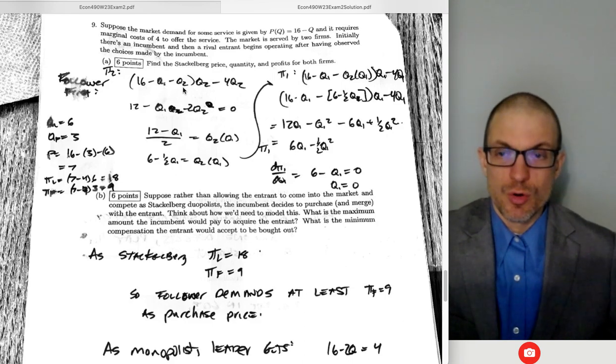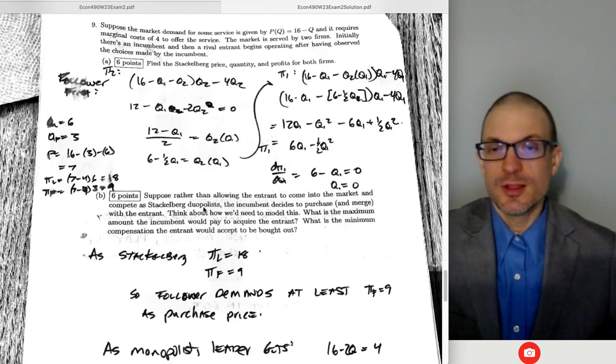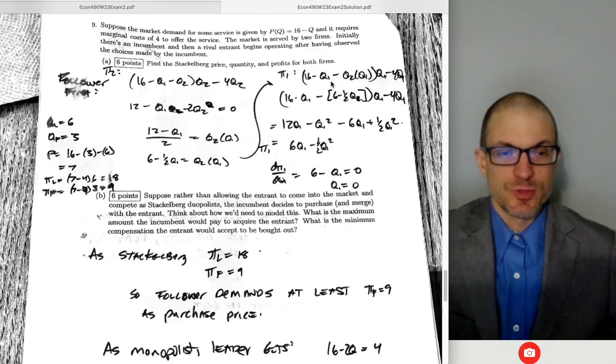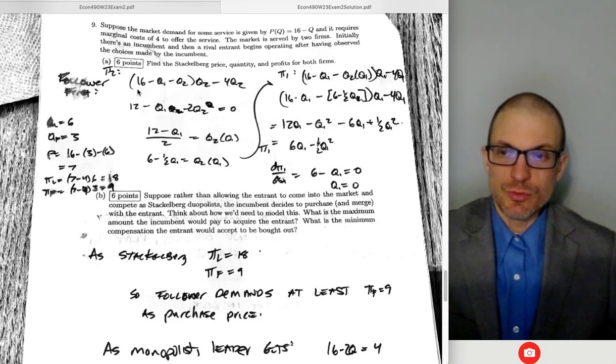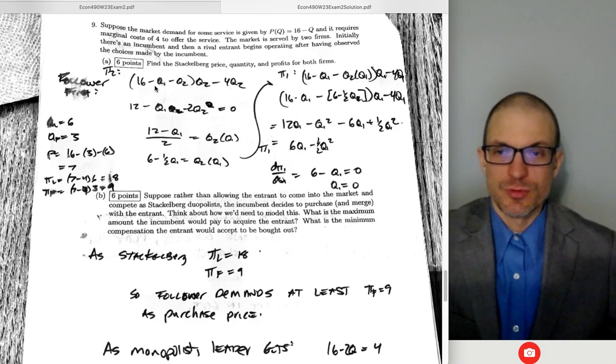We find the Cournot best response function for the follower, or for player 2, then we plug that into the Stackelberg leader's profit function. Here's the follower's profits. This is going to be demand, price, 16 minus Q1 minus Q2 times Q2 minus costs. This is actually total revenue right here. This is total cost right here. So I take the derivative, it's going to be MR equals MC.